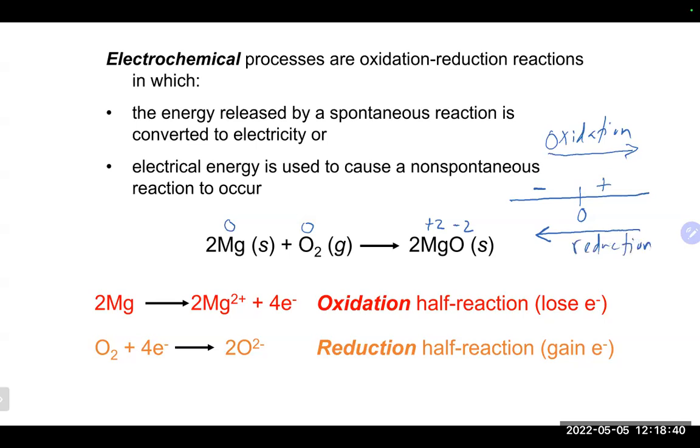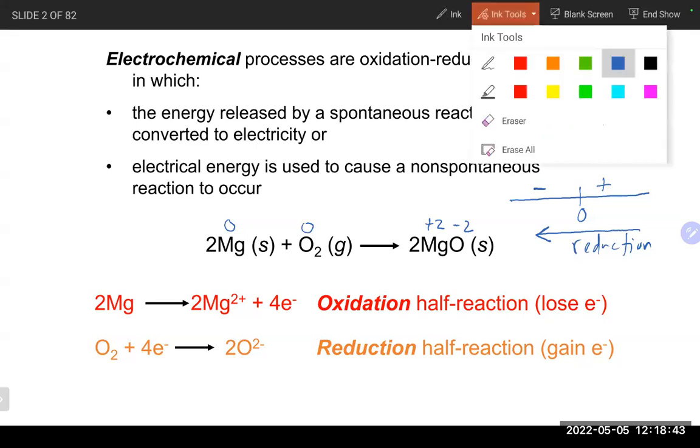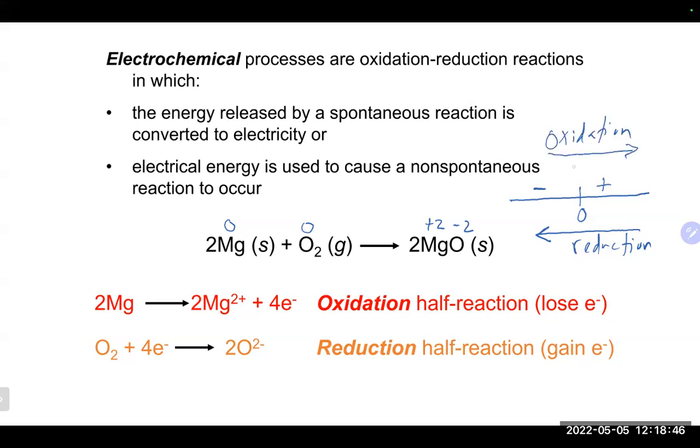So if you weren't sure here, you could very simply use that little number line to help you figure it out by saying my magnesium is starting at 0. On the other side of the equation, it becomes +2, which means it's moving in this direction, and that tells me the magnesium is going through oxidation. While the oxygen started at 0 and ends at -2, which means it's going in that direction and becoming more negative, so the oxygen is going through reduction. Any questions on that? By the way, when you have a metal and a non-metal that come together, which one always loses electrons?